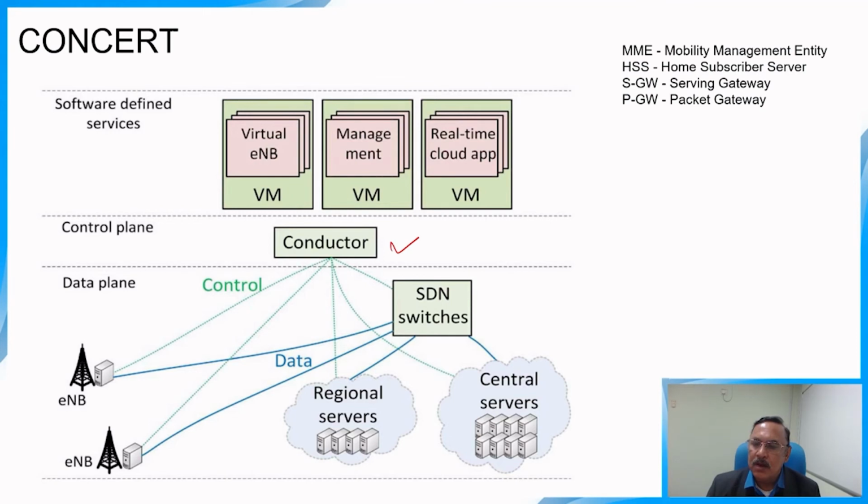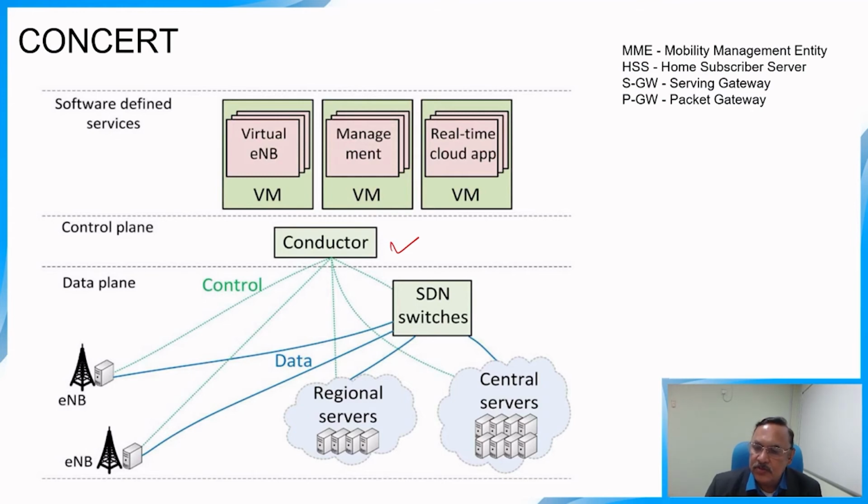The conductor may be deployed centrally or in a hierarchical manner for better scalability. The data plane consists of the radio interface equipments physically representing the eNB, and SDN switches and computing resources. The computing resources are used both for baseband processing similarly to CRAN and for handling application level processing.